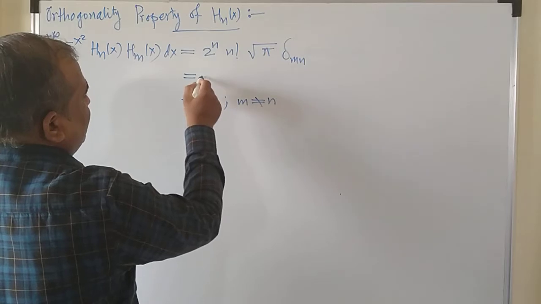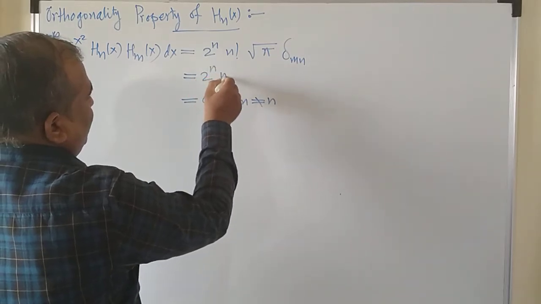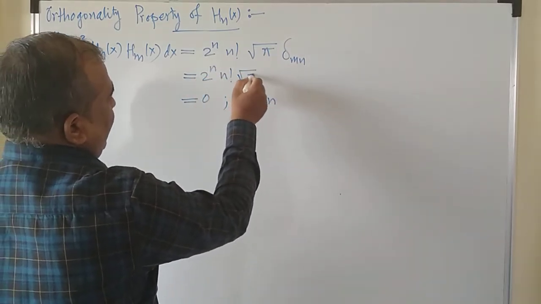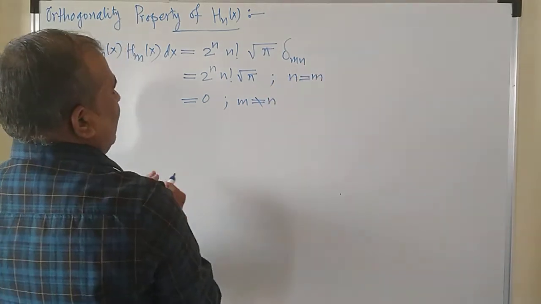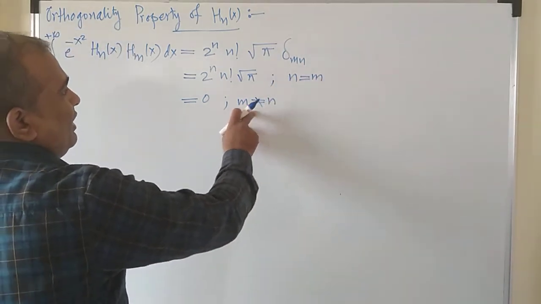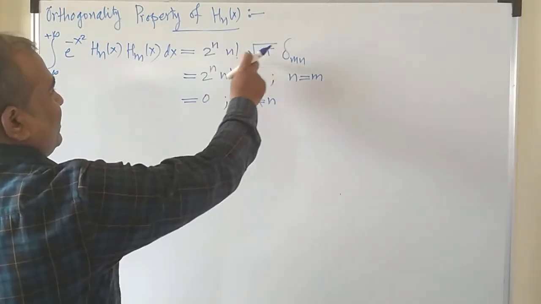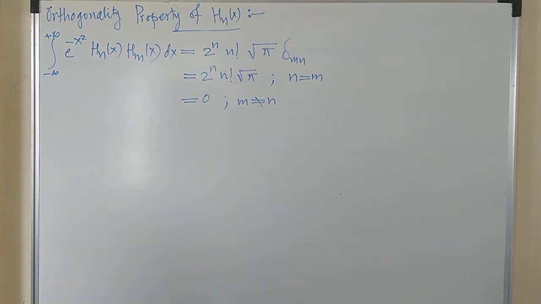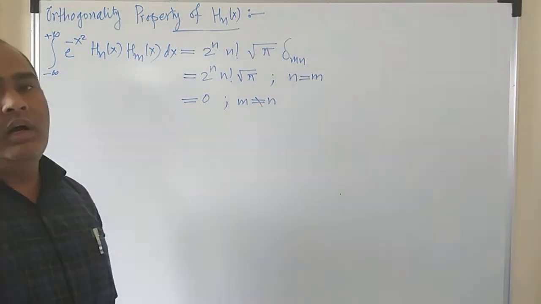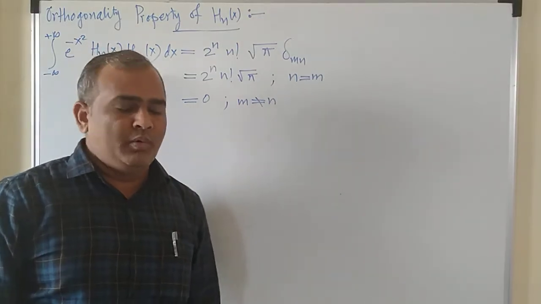So this is 2 raised to n into n factorial into root pi. This is when n and m are equal, and when n and m are not equal, delta mn is equal to 0, and of course this you will get equal to 0, right? So this is the orthogonality property of Hermite polynomial, which we have to prove now.